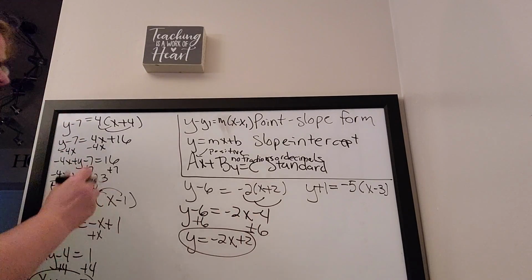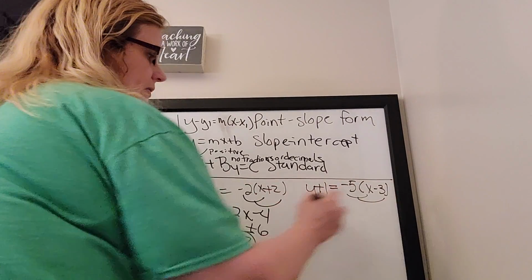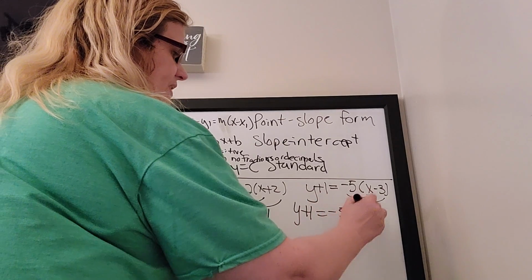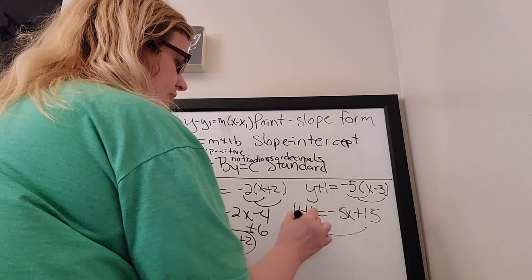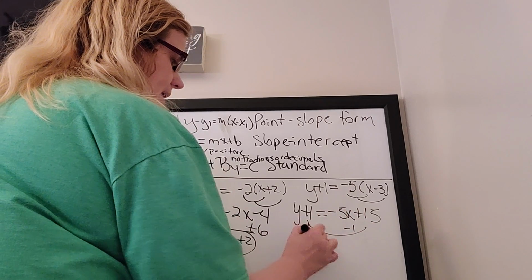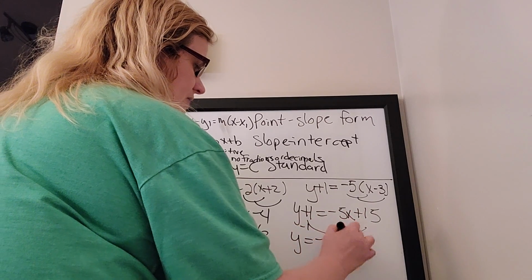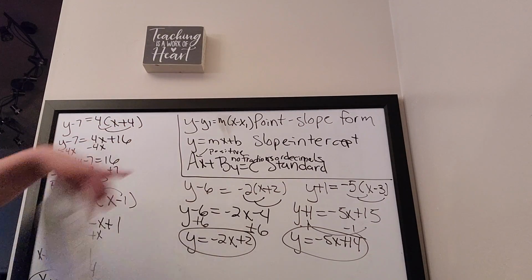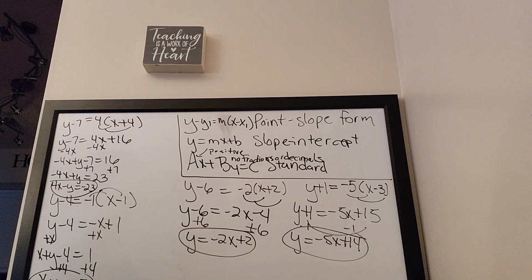That's it. Again here, distributive, y plus 1 equals negative 5x plus 15. Get that constant over there, so subtract 1. Y equals negative 5x plus 14. Done. So it's standard only that has those special rules. Those are the three forms.